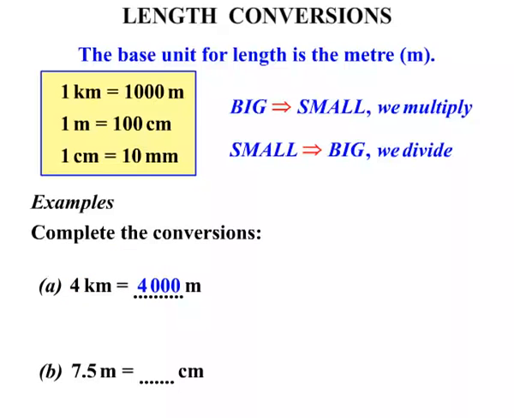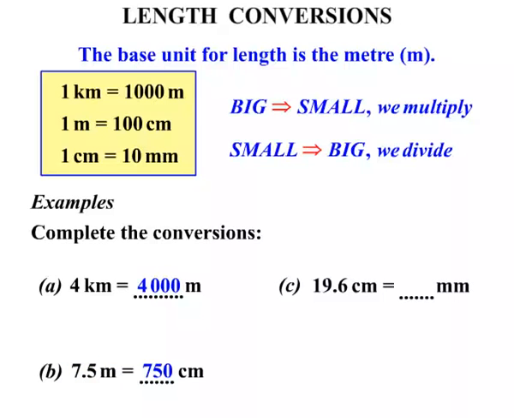The next one, 7.5 metres equals how many centimetres? Well, we're dealing with metres and centimetres, so looking at that, we know that 1 metre is 100 centimetres, so we're going to be working with a factor of 100. Now we're changing from metres to centimetres, so again, something bigger, the metres, to something smaller, the centimetres, so we multiply by that 100. And 7.5 times 100 equals 750.